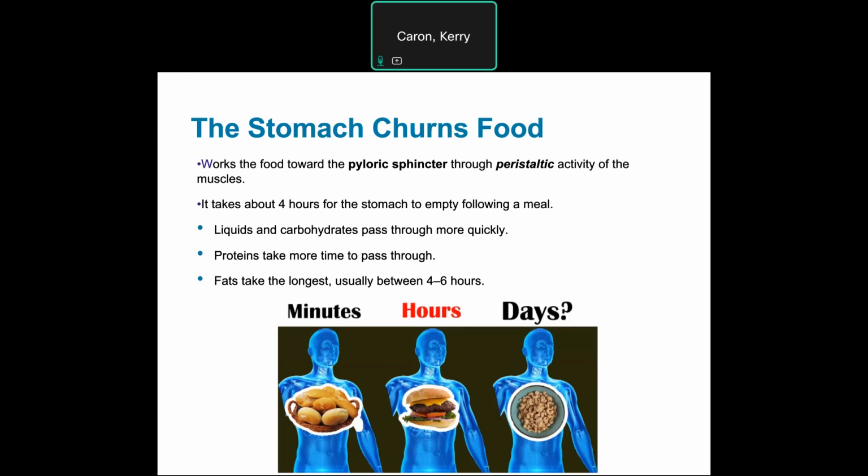Liquids and carbohydrates pass through more quickly. That's why we're hungry when we eat those more often. Proteins take a little longer. They'll hang out in your stomach and satisfy you longer. Fats take the longest, and that will stay in your system 4 to 6 hours.